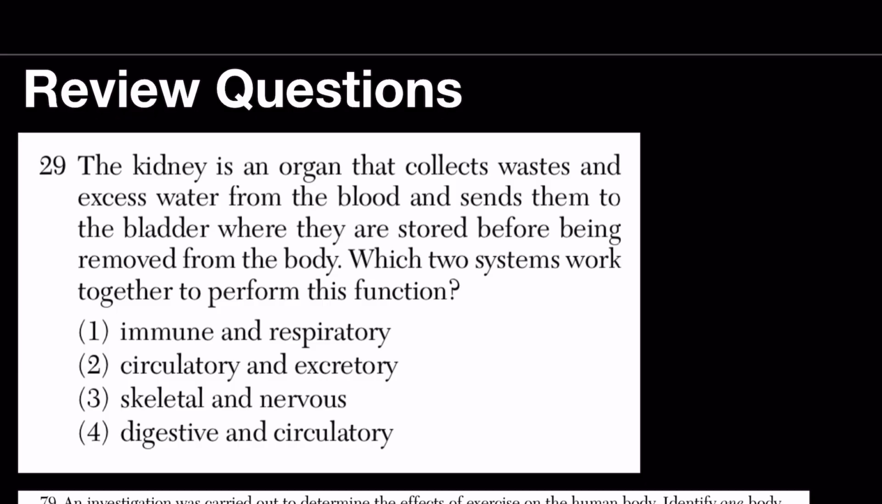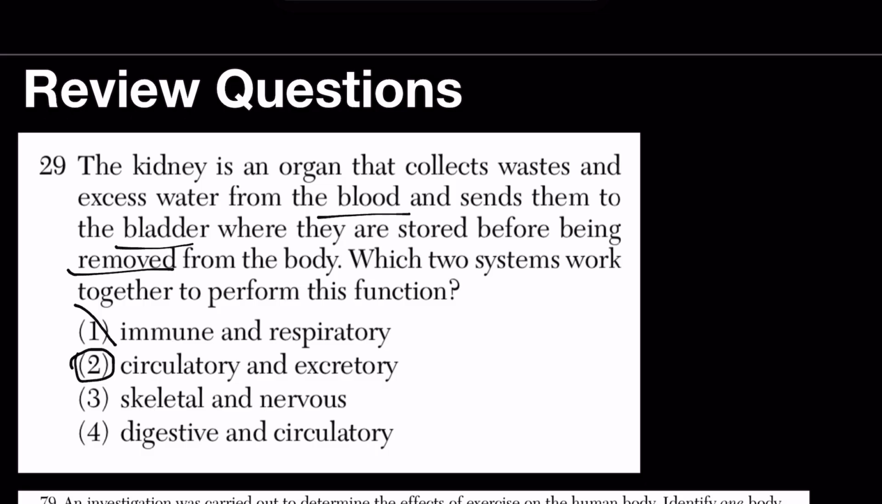So first, we have the immune and respiratory system. We know that this is not the answer because the kidneys don't have anything to do with gas exchange or fighting off diseases, which is the immune system. The second we have is the circulatory system, and this actually would be our answer because blood is being circulated through the kidneys where it is then being filtered, and then it's also moved to the bladder before it can be removed from the body, which is a form of excretion. But we'll just look through our other answers to be safe.